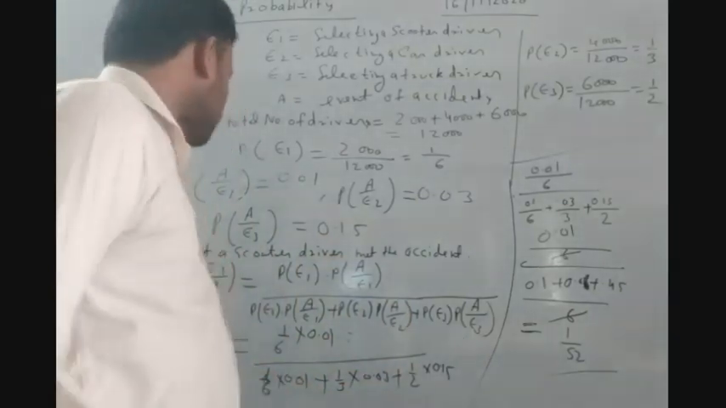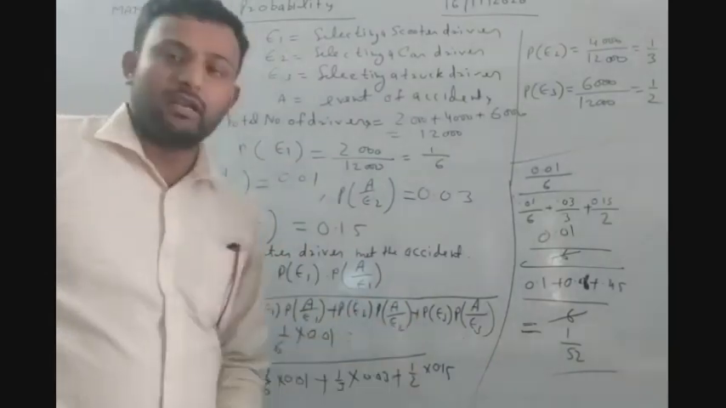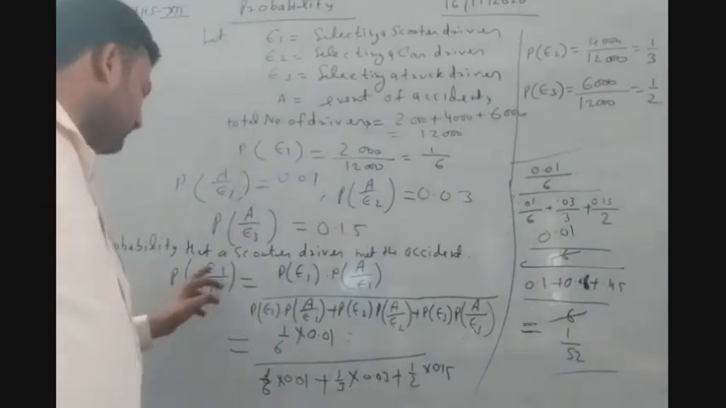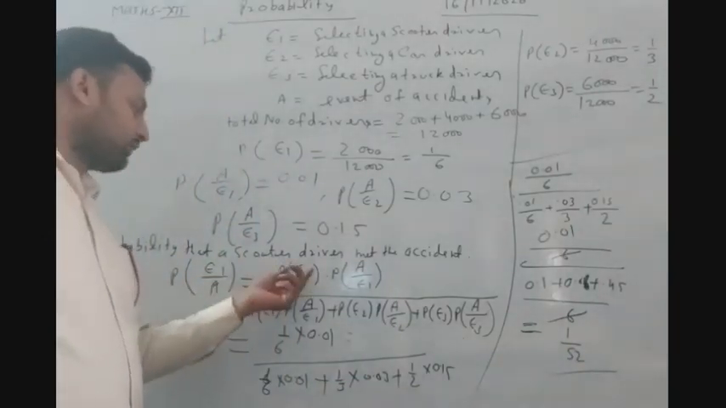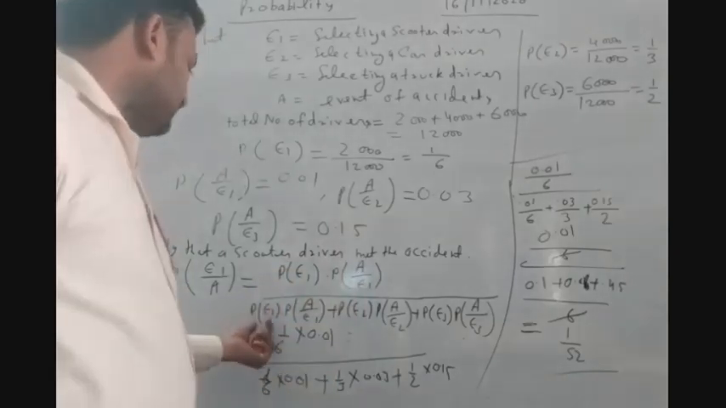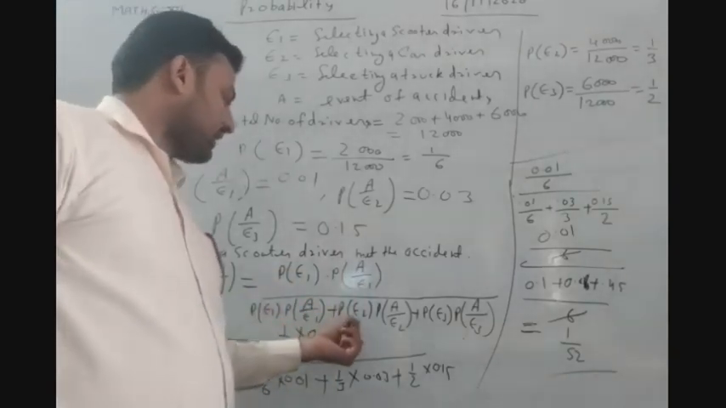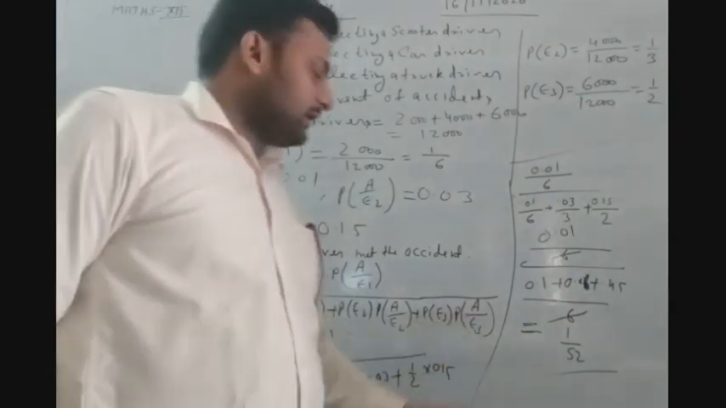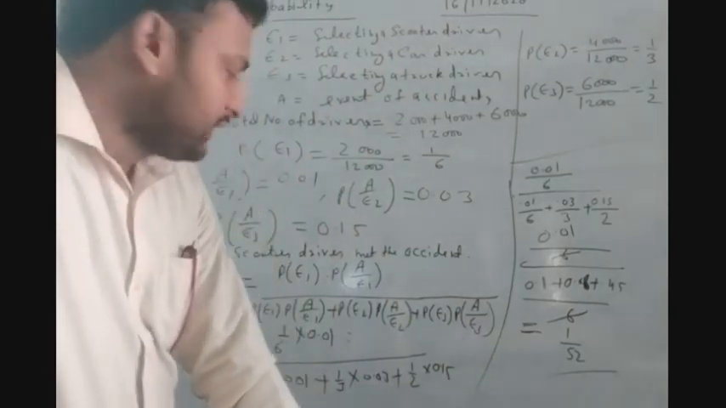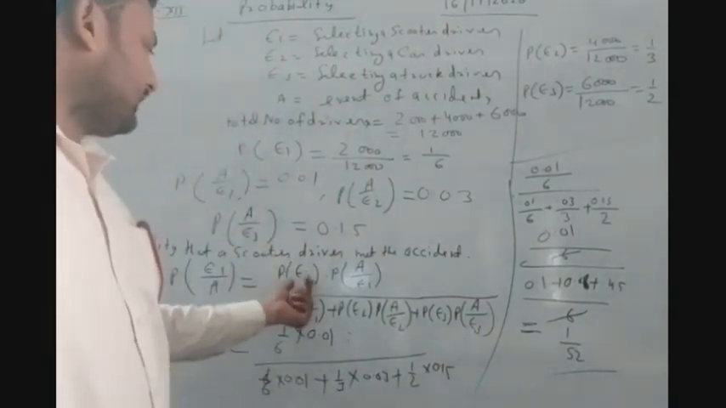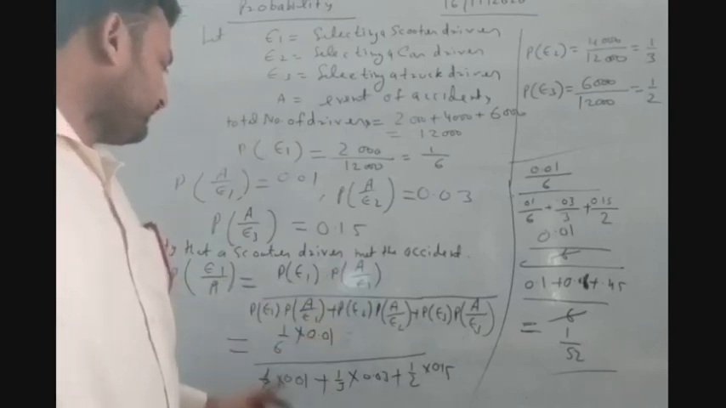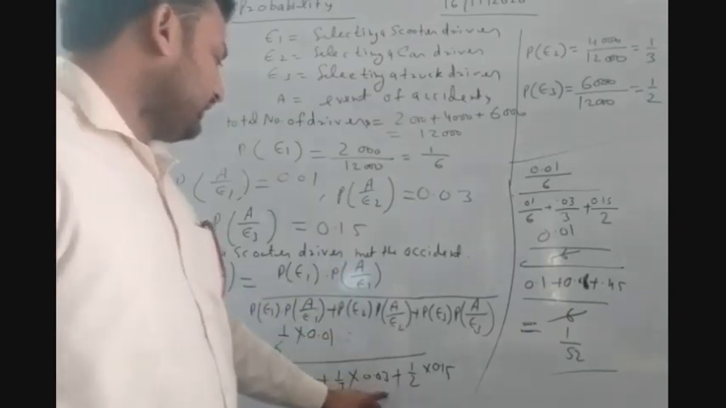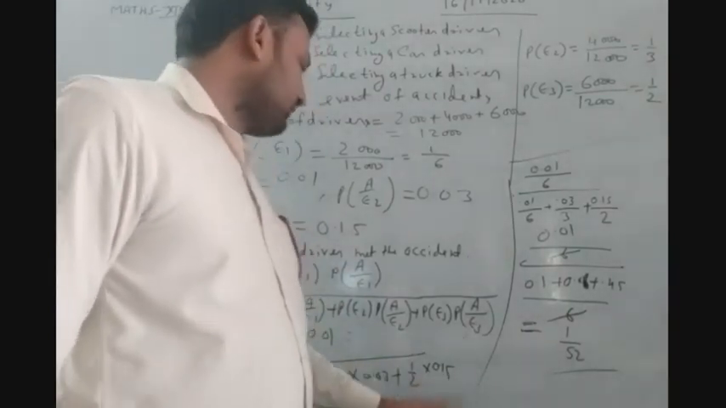Then we have to find the probability that a scooter driver met the accident. So if the scooter driver met the accident, it will be denoted by E1 by A, and this is equal to probability of E1 into probability of A by E1, divided by probability of E1 into probability of A by E1 plus probability of E2, probability of A by E2, plus probability of E3 and probability of A by E3. In this formula we will put all the values: 1 by 6 into 0.01, plus 1 by 3 into A by E2, and plus 1 by 2 into 0.15.